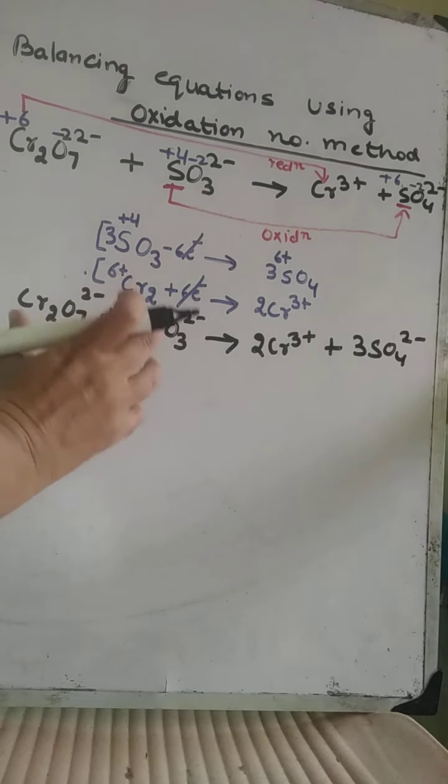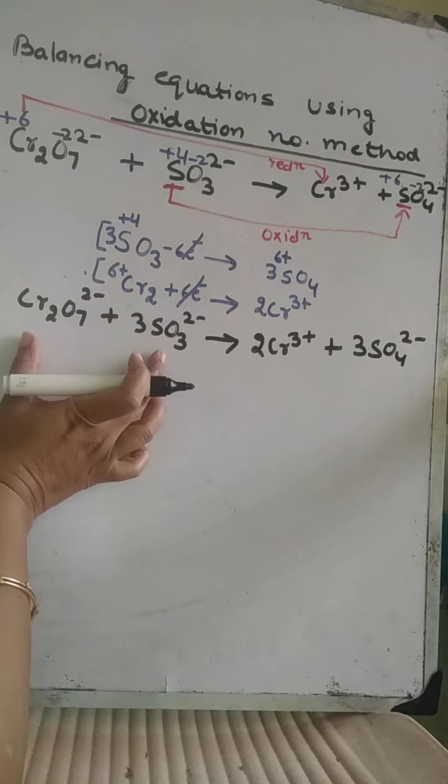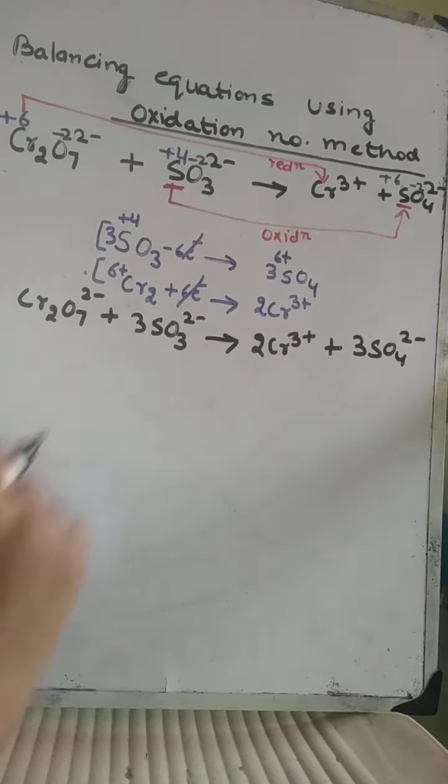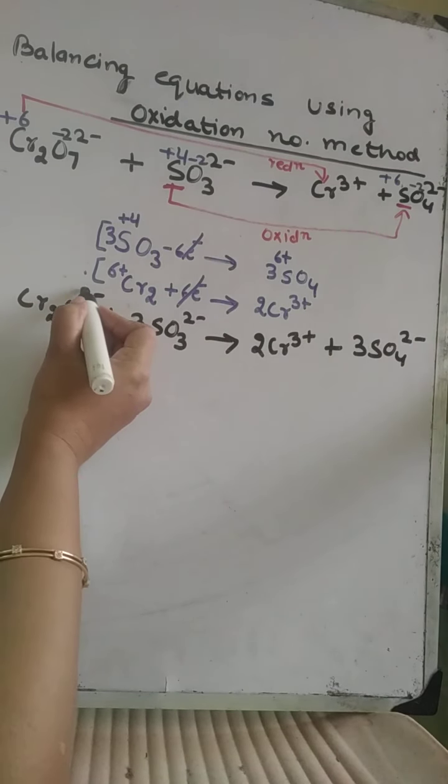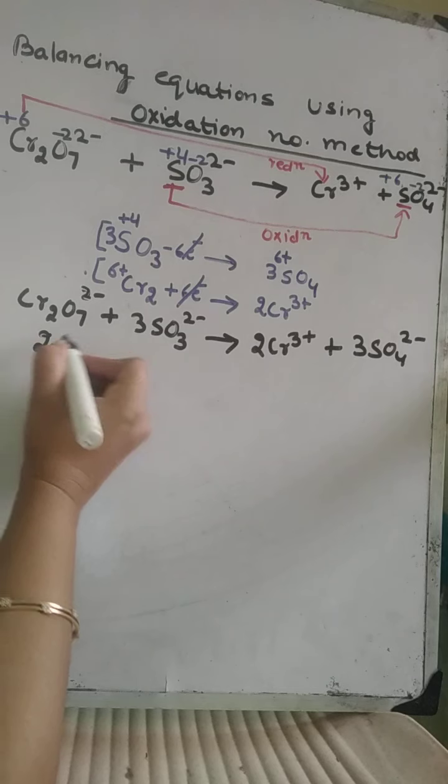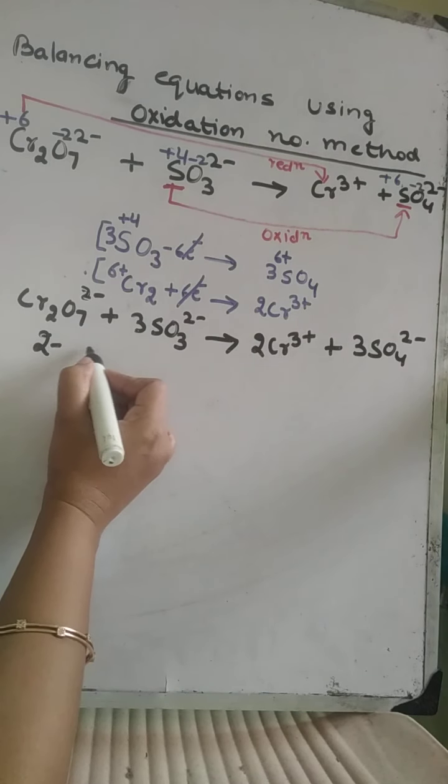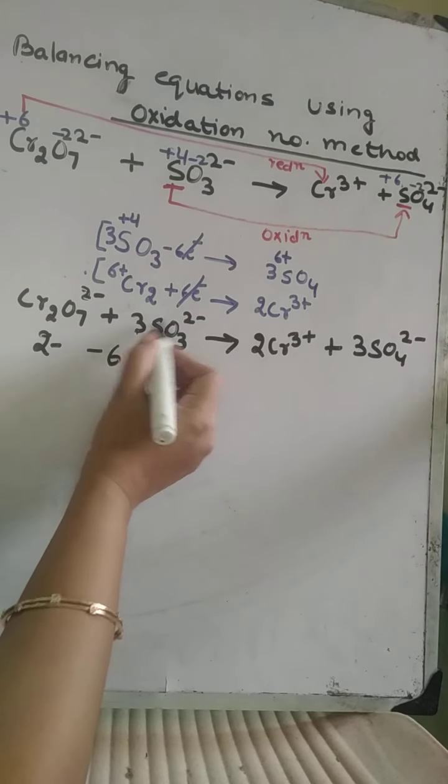Next task is we have to calculate the total charge on the left hand side and the total charge on the right hand side. So the total charge on the left hand side is 2 negative on this one, and 3 twos are 6 negative on this one.